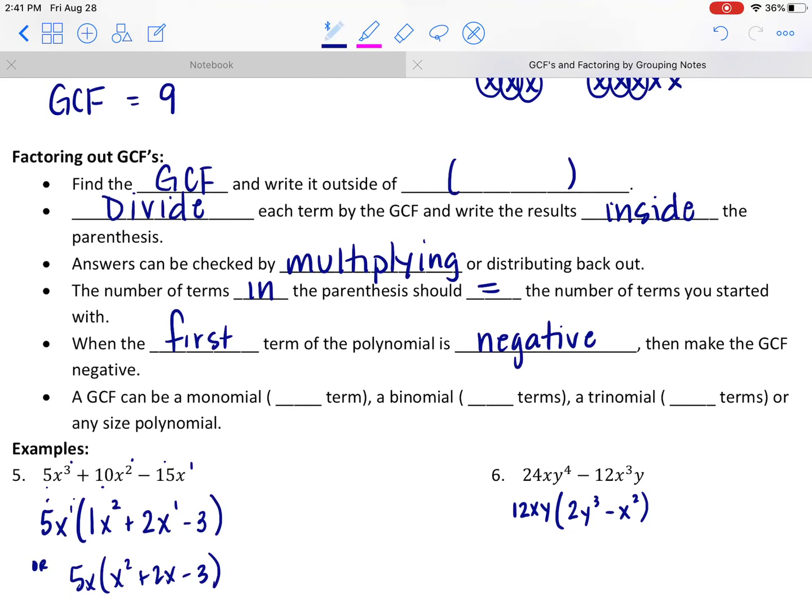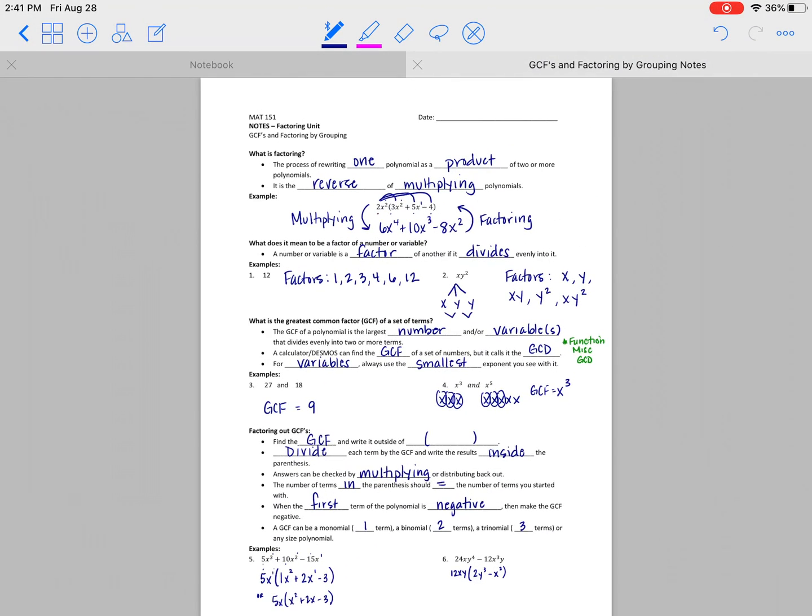So a GCF can be a monomial. That means it could be a single term. That's what we saw mostly in the beginning. But it can also be a binomial. It can have two terms. It could be a trinomial with three terms. It could be any size polynomial. If each of the terms in your polynomial has that thing in common, it's a greatest common factor. Or it is a common factor.